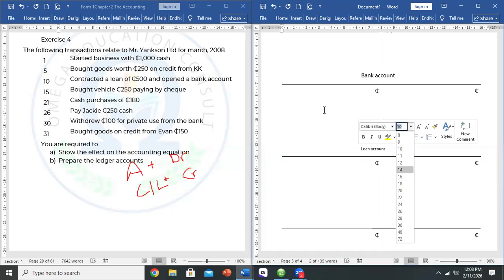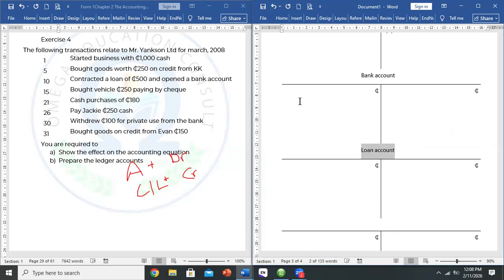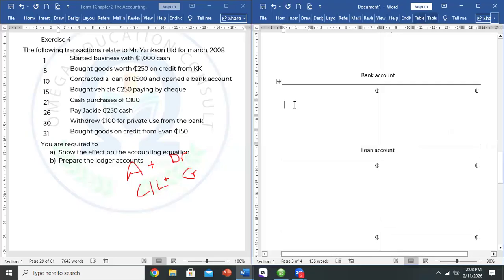Okay. So we are going to debit the bank. On the left side, we put the date, that's 10 March 2008. The details will be the other account, which is loan, and then we put the amount there, 500. Correspondingly, we come into the loan account, put the date 10th March 2008. Then details will be bank, and the amount is 500. Simple as that. Okay.